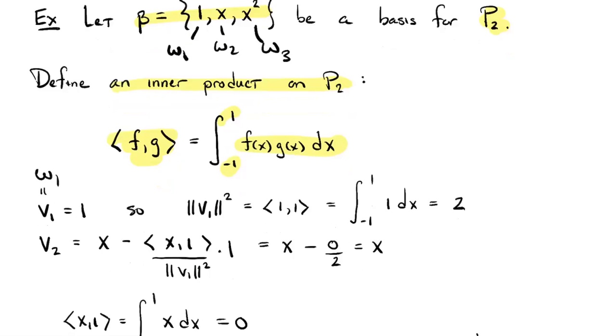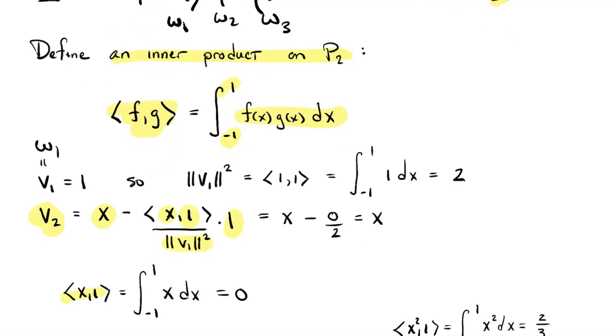So V2, just following the Gram-Schmidt process, V2 should be W2, that is x, minus the inner product of W2 with V1, divided by the length of V1 squared, and you multiply that by V1. I've got the calculation down here. The inner product of x and 1 is the integral from -1 to 1 of x. That's 0 because x is an odd function. So it turns out that V2 is equal to x. V2 equals W2. So the Gram-Schmidt process so far has not changed either one of the two vectors. That's okay. It just means that x and 1 were orthogonal to begin with under this inner product.